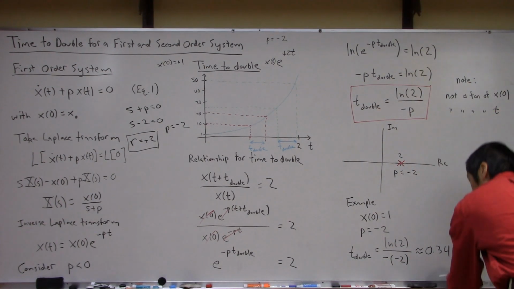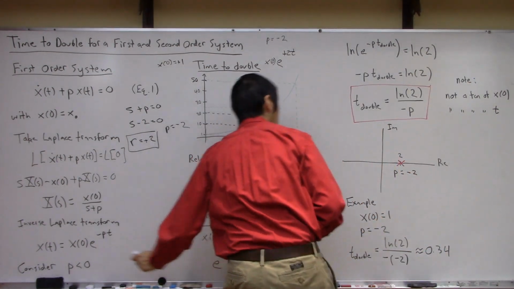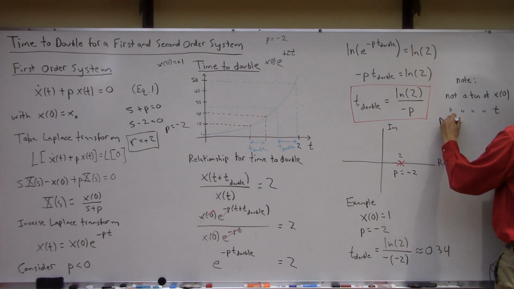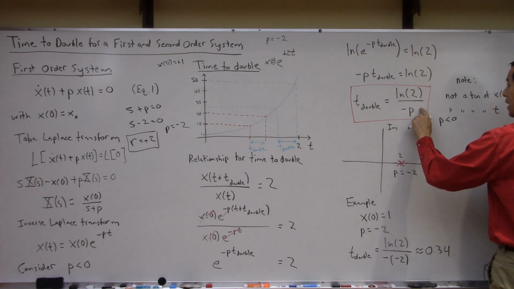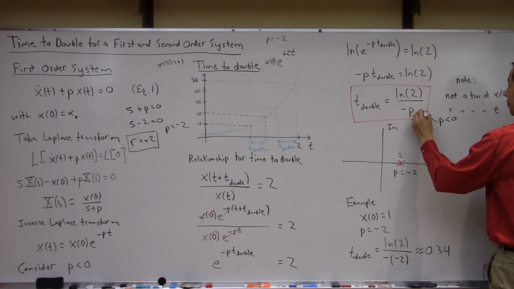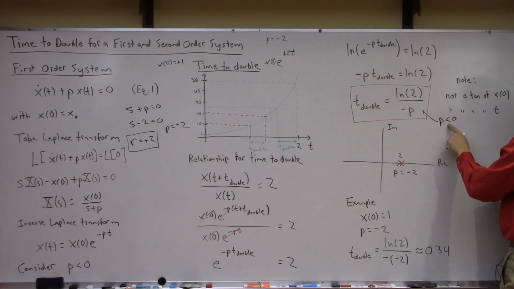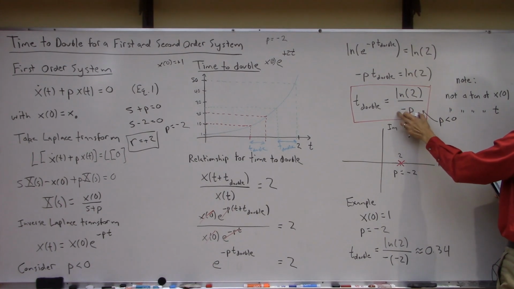And again, maybe what we should make a quick note of is really we are interested in the case where p is less than 0, right? So maybe we should have put that in here, right? This is the idea. The time to double is this equation with the understanding that p is less than 0. P is negative, okay? So the denominator is always going to be some positive number.